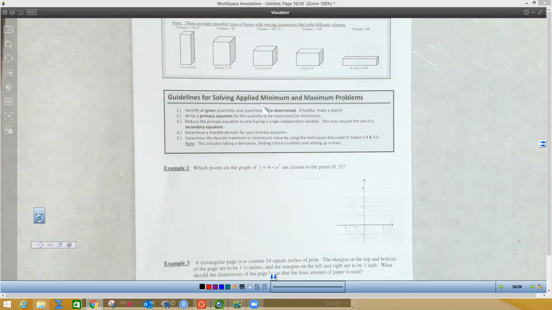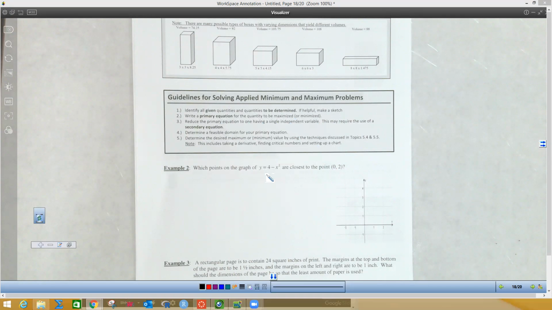So whenever we're going to do these max min things where we're optimizing, the first thing we want to do is identify the quantities of each part that we're given. So if you can, make a picture. What are the primary equations? This is going to be the thing that we're going to max or minimize. And then we want to give a secondary equation to substitute into this primary, so we only have one variable. And then we want to make sure that we have a possible solution to this. In other words, we've got a critical number that will work, and then we want to get our desired max or min depending on what the derivative test tells us.